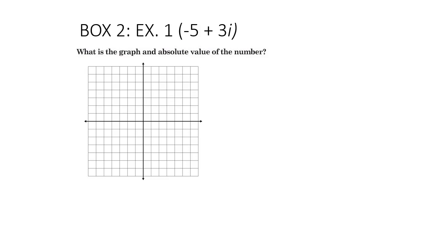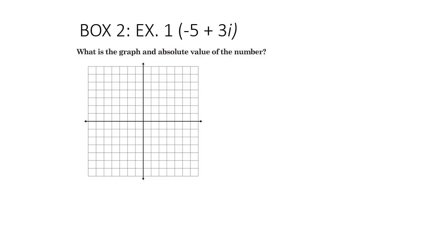Let's do it. So, box 2. Our example 1. We have -5 plus 3i. So we're going to graph. So you're going to draw a little sketchy sketch. And we're going to find the absolute value.